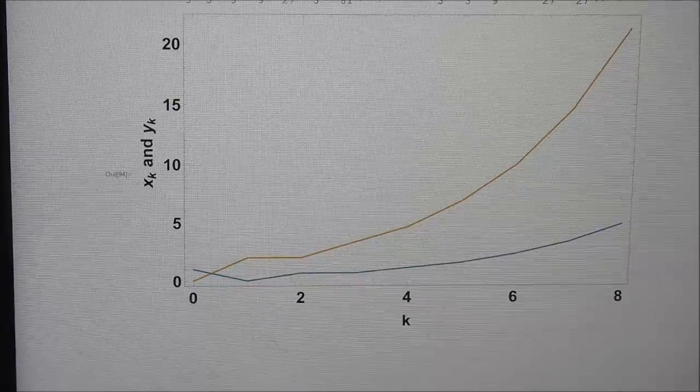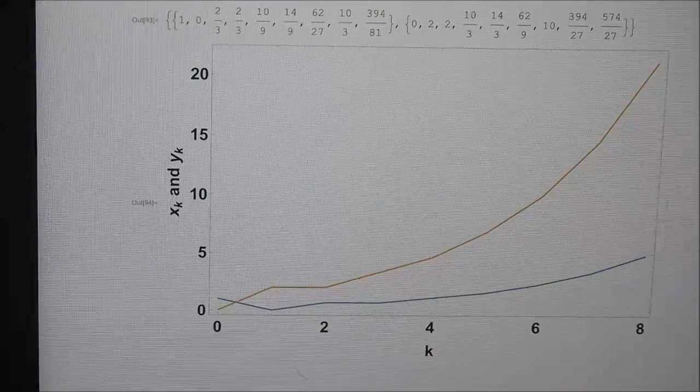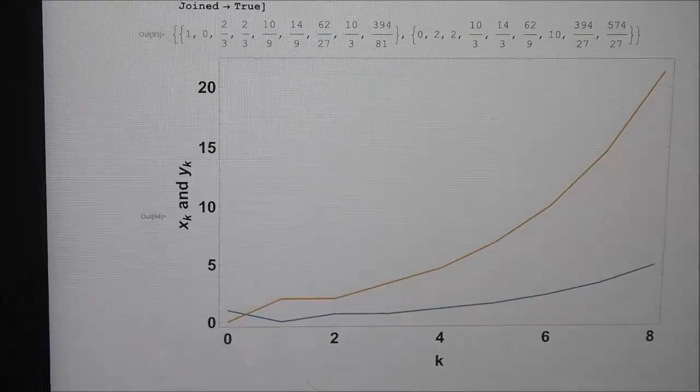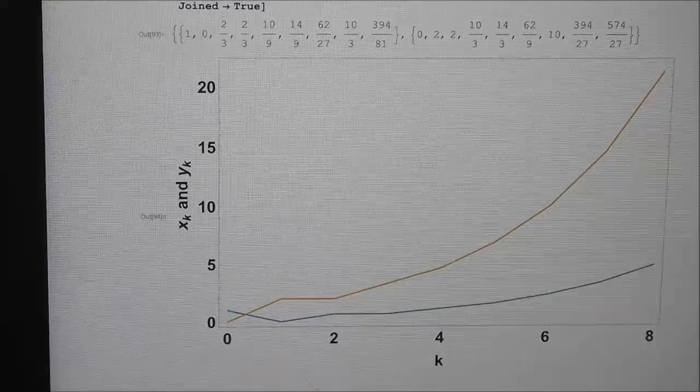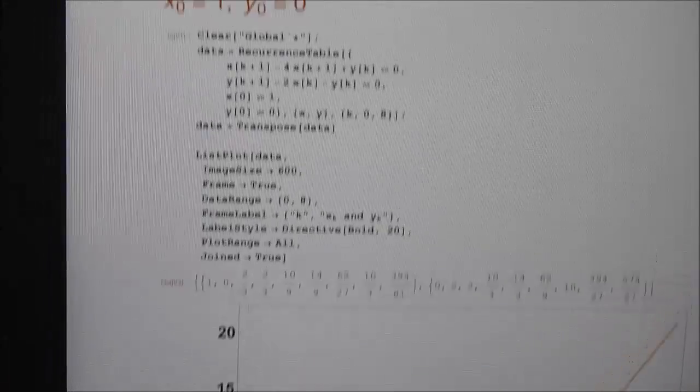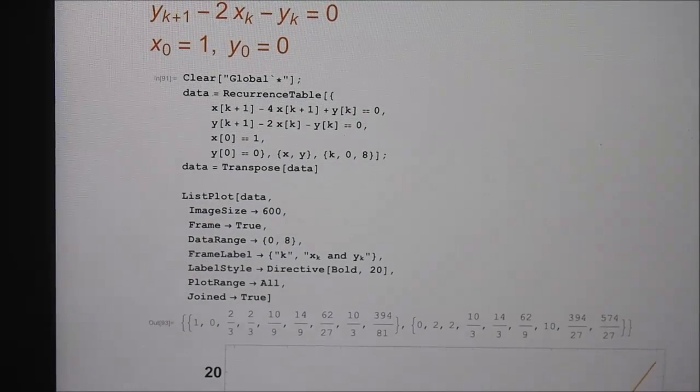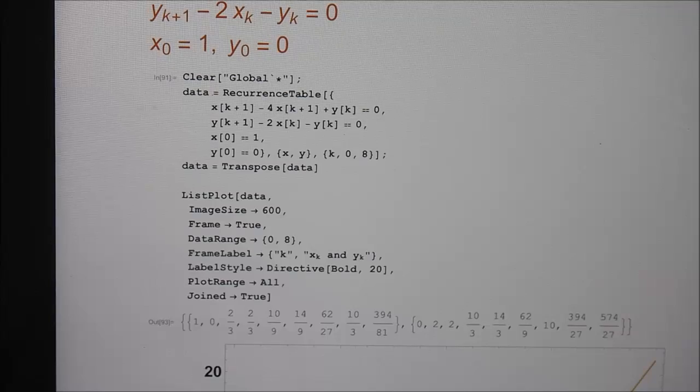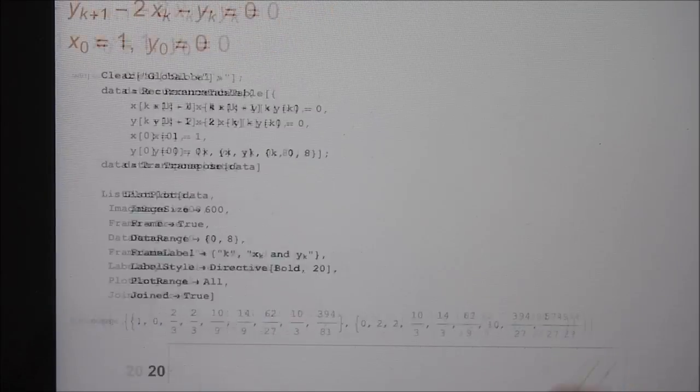You can calculate this by hand. You can code it up by hand using for loops, that kind of thing. But Mathematica has this nice function called a recurrence table, where you define your recurrence relation. You define how the equation is defined, and it'll update accordingly.